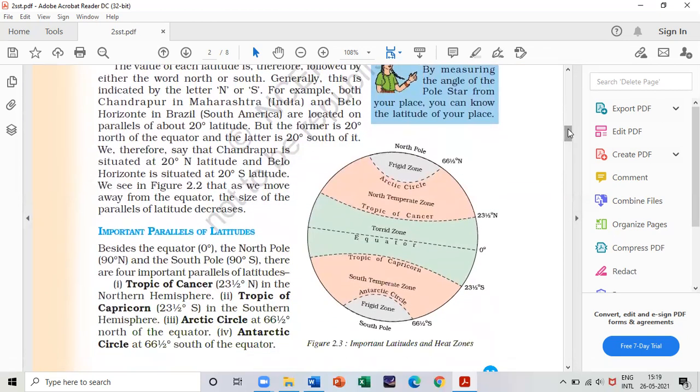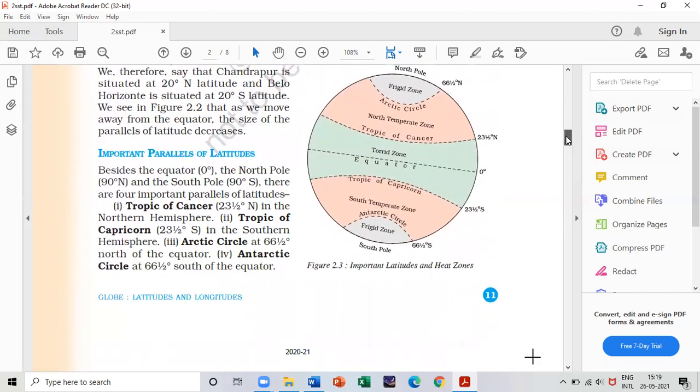And in this section, before the important parallels of latitudes, you will get a diagram of the earth. You have to practice this diagram very carefully, according to your perfection, because it will take 2 marks for the diagram. And next comes, make sure you practice it a lot, all the latitudes, longitudes, equator, all the things properly. And the important parallels of latitudes you will get, that is the Tropic of Cancer.